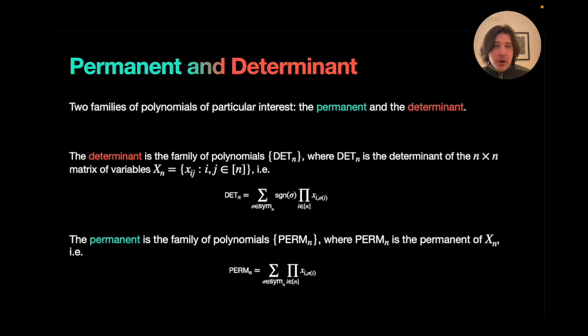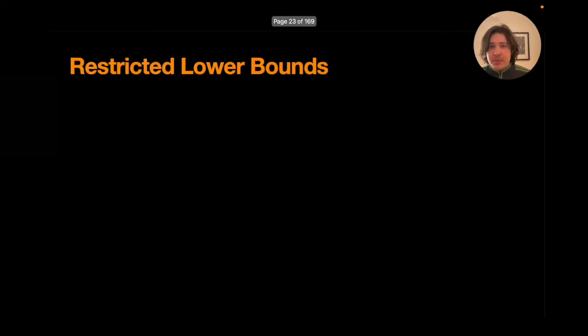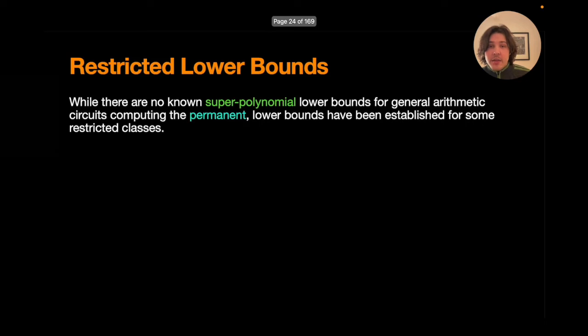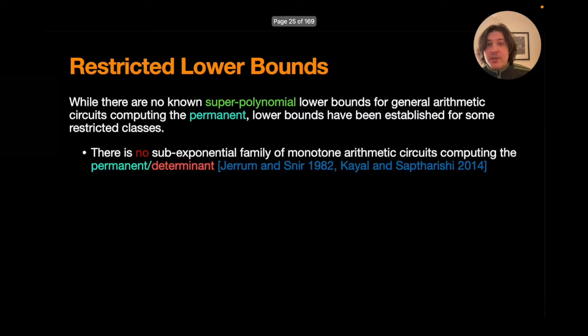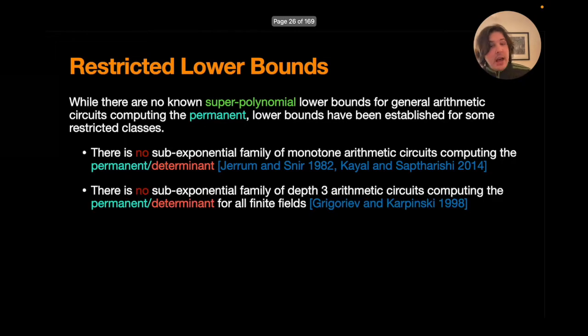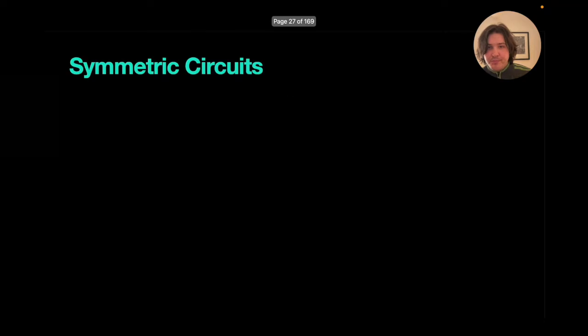And a lot of work goes into trying to understand these two functions. Now, one approach to understanding them is to look at restricted circuit models. And the reason for that is that we don't really have any superpolynomial lower bounds for general arithmetic circuits computing the permanent, or indeed for the determinant, but in the determinant's case, we have upper bounds. So we tend to establish them in terms of some restricted classes. So a very famous example is that there's no sub-exponential family of monotone arithmetic circuits computing the permanent or the determinant, and the same for depth 3 arithmetic circuits, although here we have to put restrictions on the field.